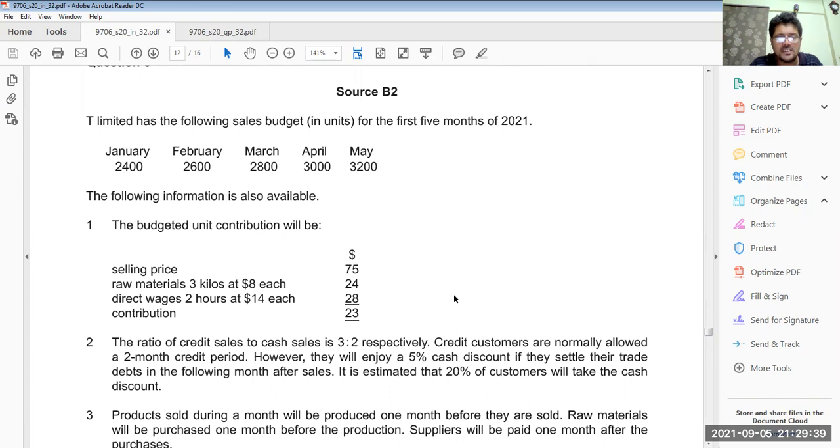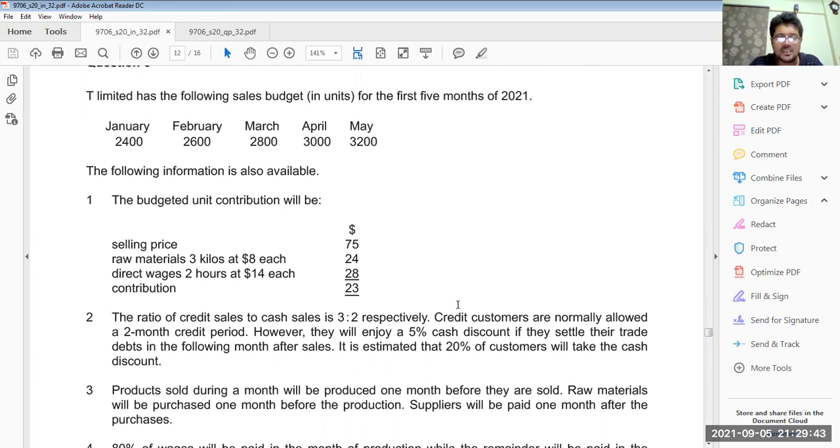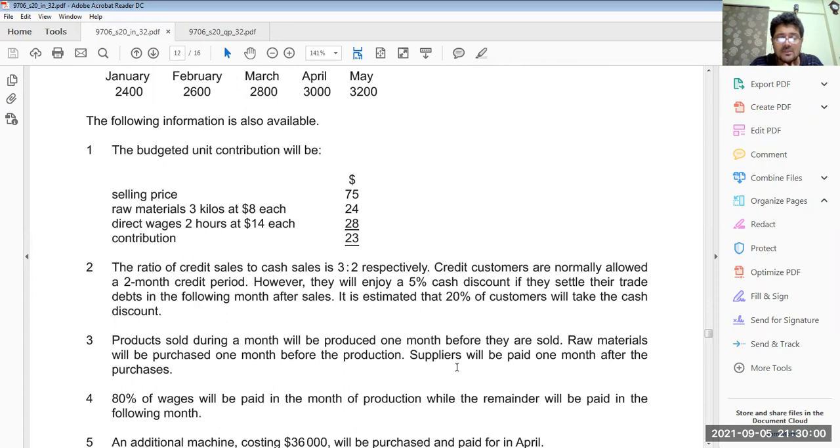Budget unit contribution: selling price, raw material, direct wages, contribution. Now, the ratio of credit sales to cash sales is 3:2. Credit customers are normally allowed a 2-month credit period. However, they will enjoy a 5% cash discount if they settle their trade debts in the following month after sale. It is estimated 20% of customers will take the cash discount. Products sold during the month will be produced 1 month before they are sold. Raw materials will be purchased 1 month before the production. Suppliers will be paid 1 month after the purchases.